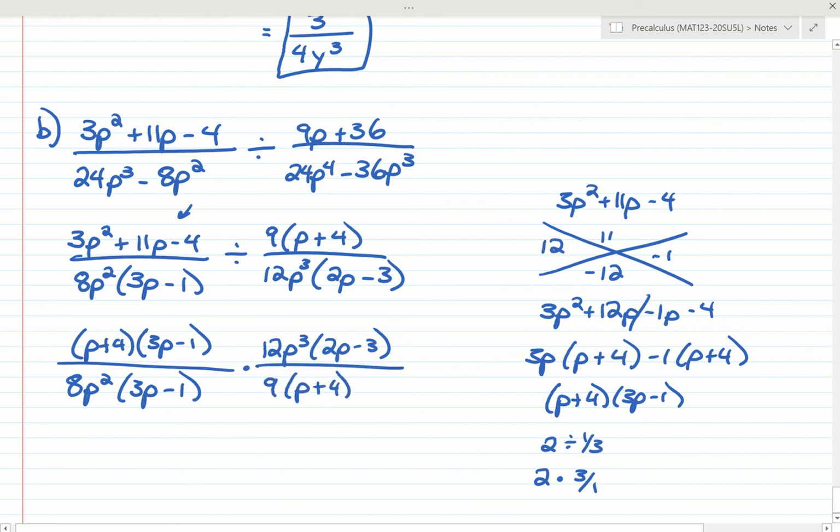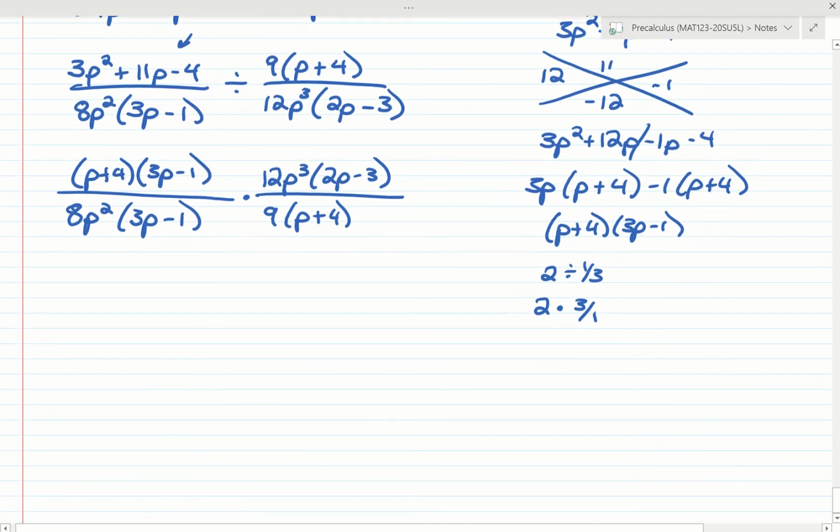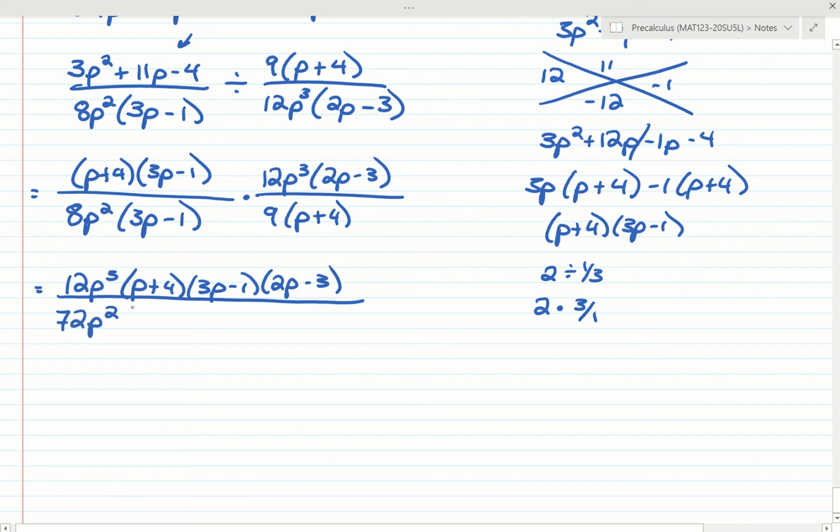So just flip the fraction and turn it into multiplication. So let's see what we actually get here. If we multiply straight across, we get 12p to the third times p plus 4 times 3p minus 1 times 2p minus 3 over 8 times 9, which is 72, p to the second times 3p minus 1 times p plus 4. So this is a little bit more enjoyable.